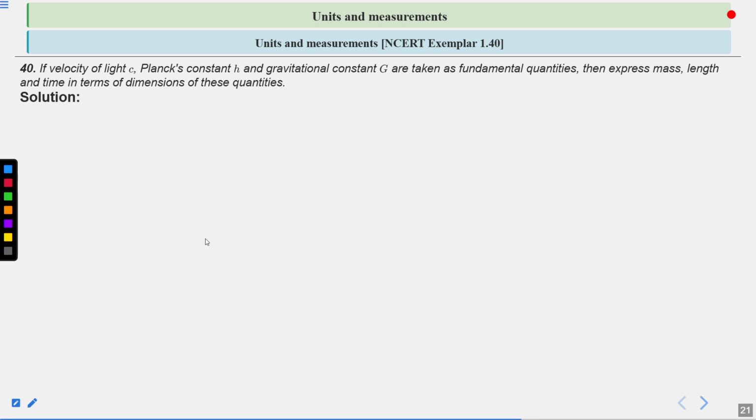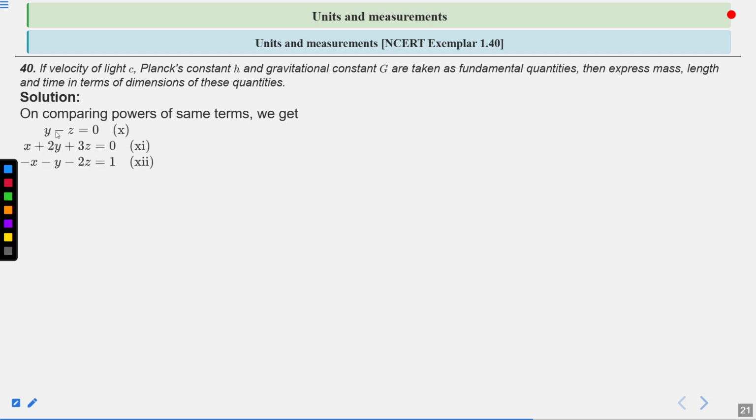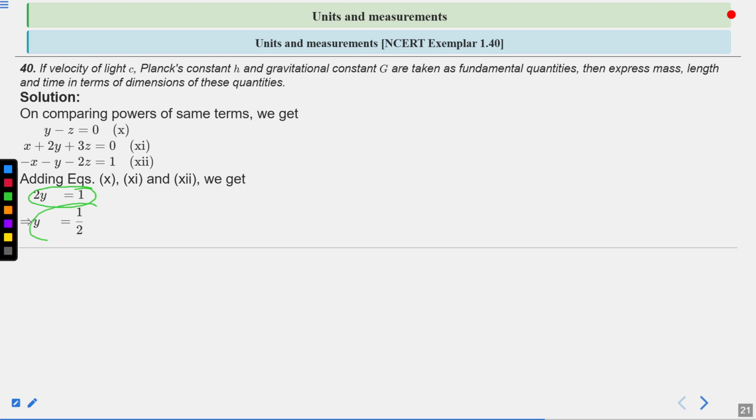So solving this and comparing powers of same terms, we get y minus z is equal to 0. Let this be equation 10. x plus 2y plus 3z equal to 0. Let this be equation 11. And minus x minus y minus 2z equal to 1. Let this be equation 12. So there are 3 equations. Adding equations 10, 11 and 12, we get 2y is equal to 1. So y equal to 1 by 2.